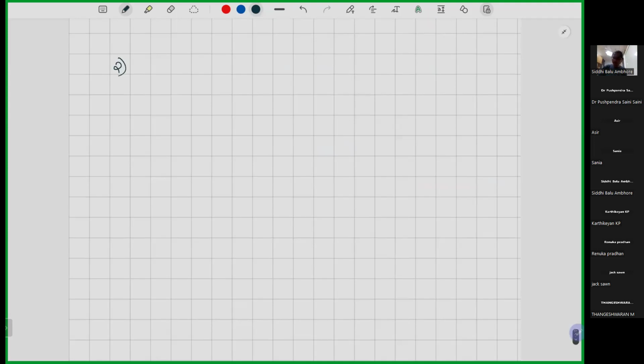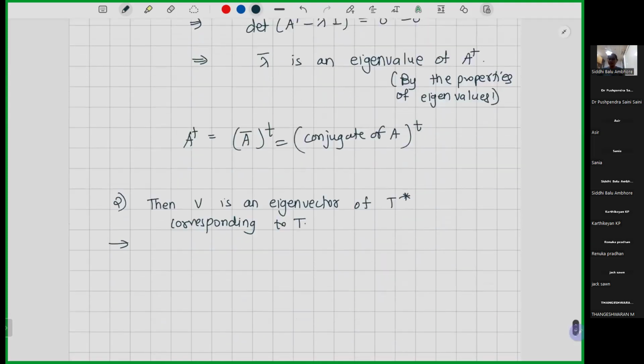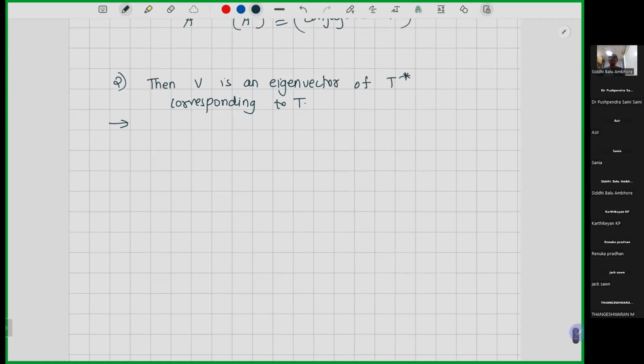So the second one: V is an eigenvector of T star corresponding to lambda. So this is the question. We are already given that T is a linear operator, any linear operator, where lambda is an eigenvalue of T corresponding to eigenvector V. Now they are asking whether the same eigenvector will work as an eigenvector of T star corresponding to eigenvalue lambda.